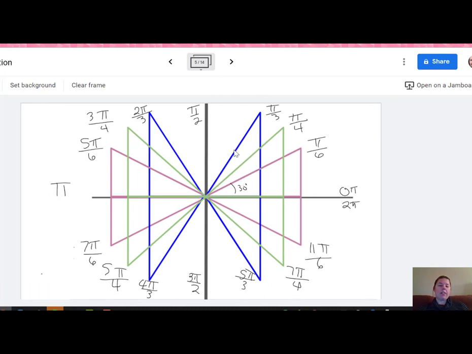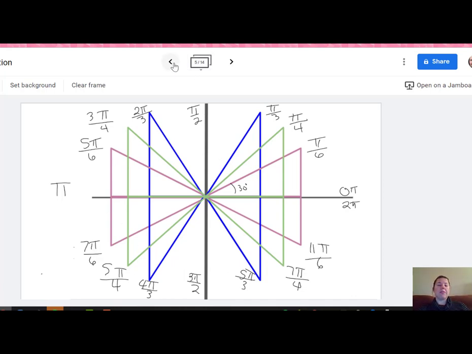And so then if we add another, 3 pi over 6 would give me pi over 2. 4 pi over 6, or 2 pi over 3, gives me this blue line. And then 5 pi over 6 gives me the pink line, and 6 pi over 6 is the whole. 7 pi over 6 gives me the next pink line. 8 pi over 6 is really 4 pi over 3 when you simplify. 9 pi over 6 simplifies to 3/2 pi. 10 pi over 6 is 5/3 pi. 11 pi over 6, and then 12 pi over 6 to get all the way around.